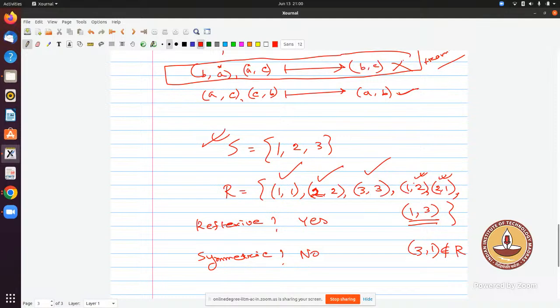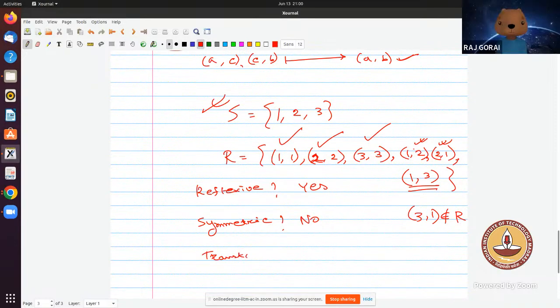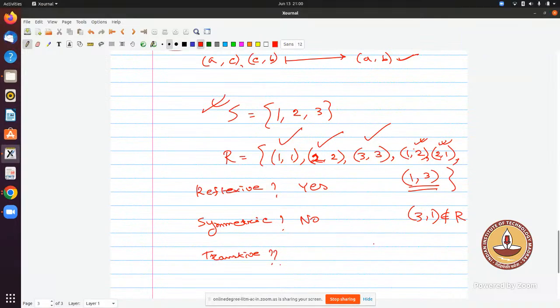If the 1 comma 3 is not there, then it is symmetric, right? Yeah, right. Is this not transitive? Yes, sir, transitive. No, there is no 3 comma 1. Do you need 3 comma 1? Why do we need 3 comma 1?